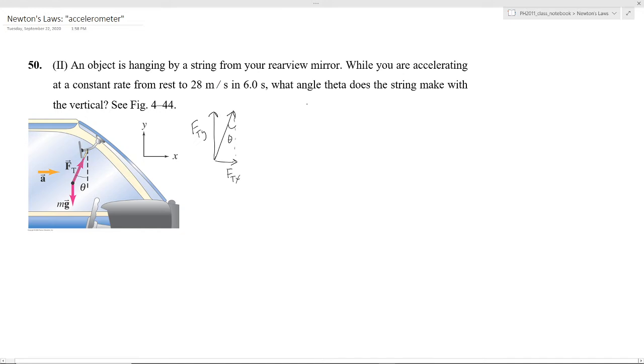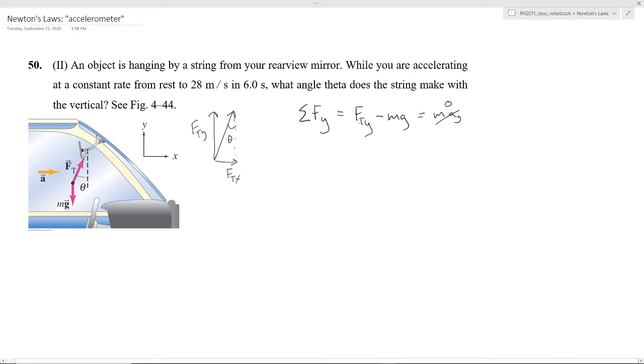So let's sum the forces in x and y. So in y, we have the tension contribution in y, minus the weight hanging down, is going to equal the mass times the acceleration in y generally, but that's 0 because it's not accelerating in y.